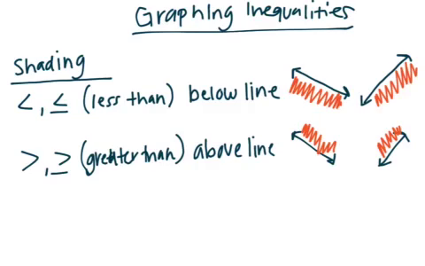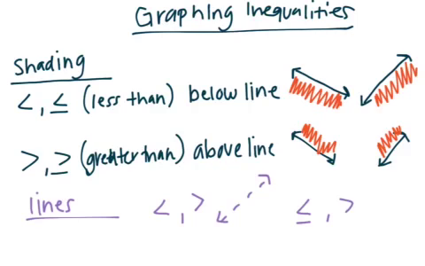Now, when we have our lines that we graph, we have two types of lines, dashed and solid. So remember, if you have just the less than sign or the greater than sign, you're going to draw your line as a dashed line. If you have the equal to bar with it, then you get to draw your solid lines like we're used to. So anytime you're graphing an inequality, you have to think about two things: what type of line do I have, dashed or solid, and where does my shading happen?